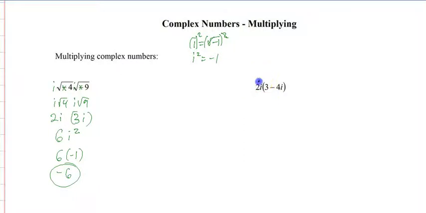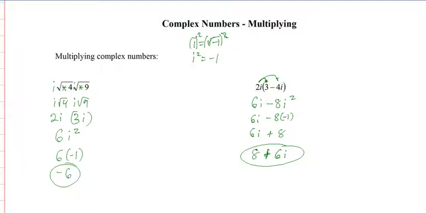Okay, so let's try it again with distributive. So this would be 6i minus 8i squared. And we already know that i squared is negative 1. So if you notice, we still have a complex number. We start with a complex number, multiply it by a number, and you still have a complex number. Your answer will always be a complex number. Even this one is negative 6 plus 0i in either form.